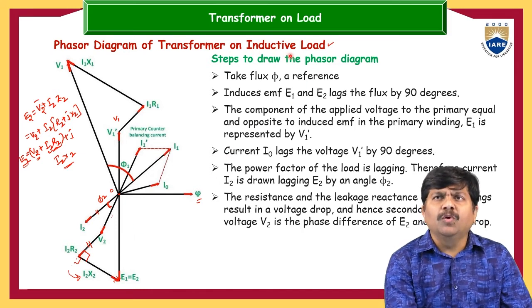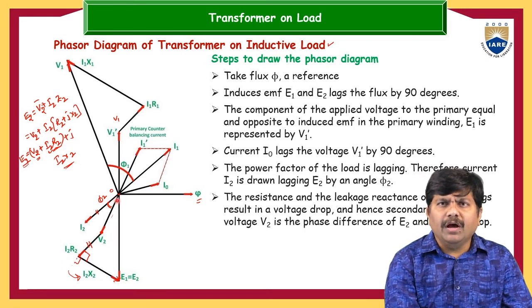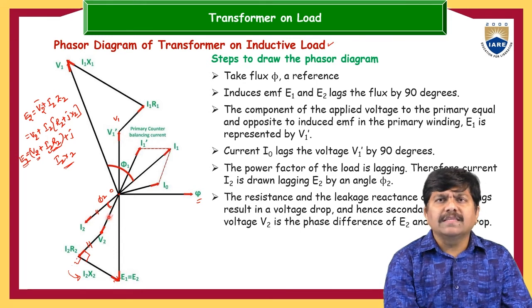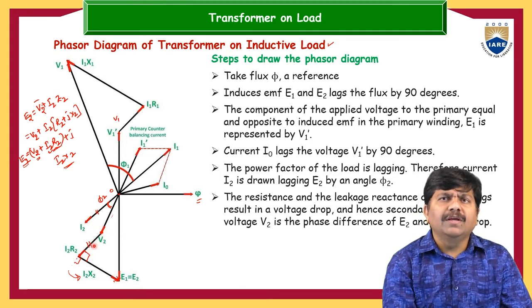Suppose instead of an inductive load, you take a resistive type of load. Then I2R2, V2 and I2 are in the same direction. From the terminating point of V2, let us draw a continuous vector, and then again I2X2. Only here it will change based on the power factor angle.